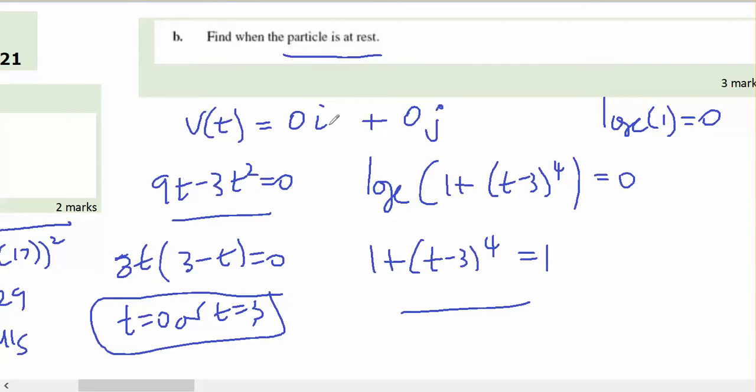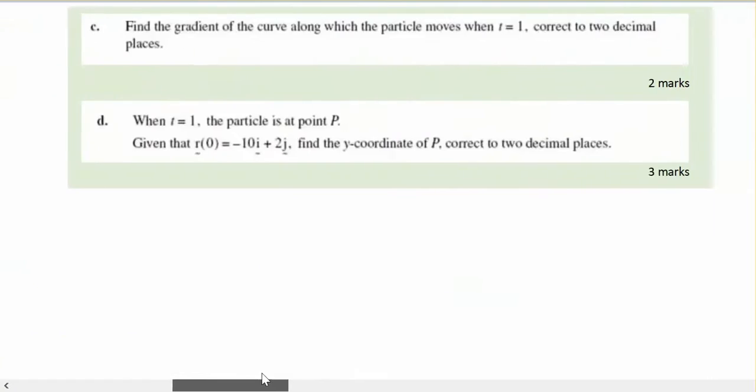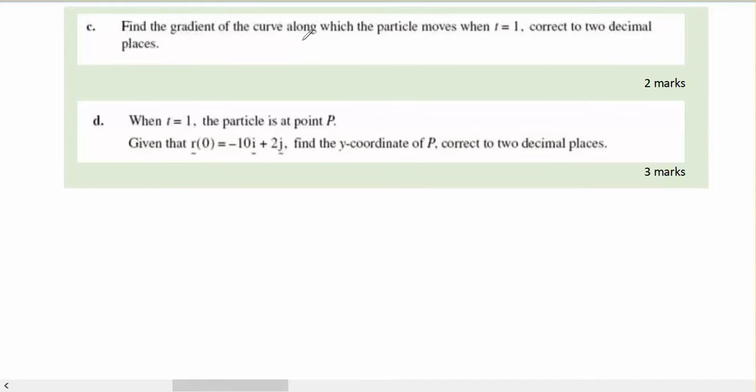They're the two times that the i component will equal 0. And t minus 3 to the power of 4 equals 0. Therefore, t equals 3. The only time that this is equal to 0 is when t equals 3. Since both components have to equal 0, therefore t equals 3 is the only time that the particle is at rest. Part C, find the gradient of the curve when t equals 1.